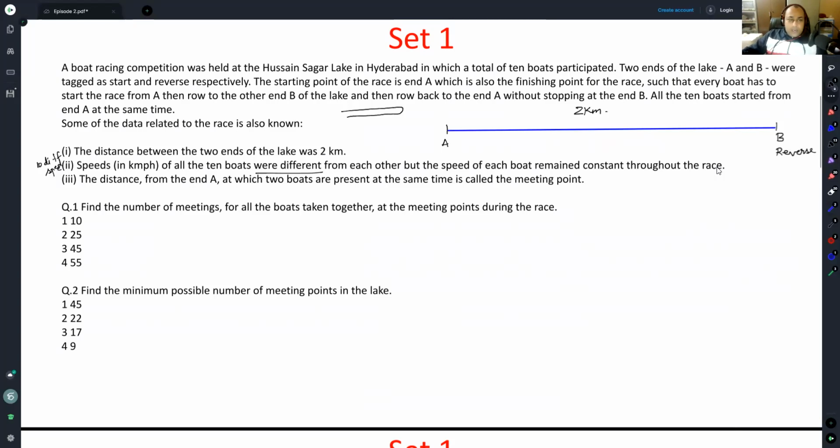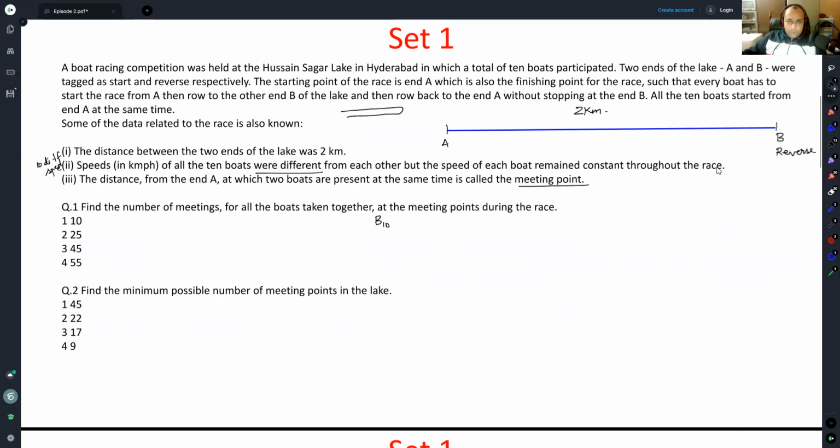The distance from end A at which two boats were present at the same time is called the meeting point. Okay, so when the faster boat is returning, it will of course meet the slower boats in return. So that is known as a meeting point. Find the number of meetings for all the boats taken together at the meeting points during the race.